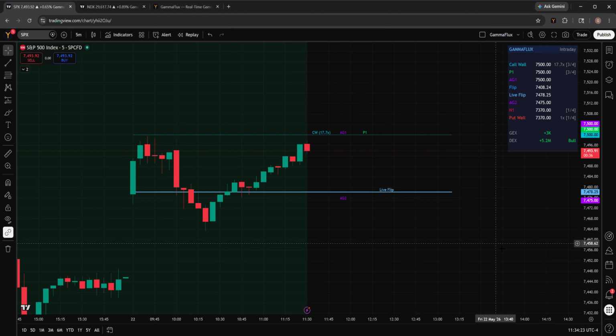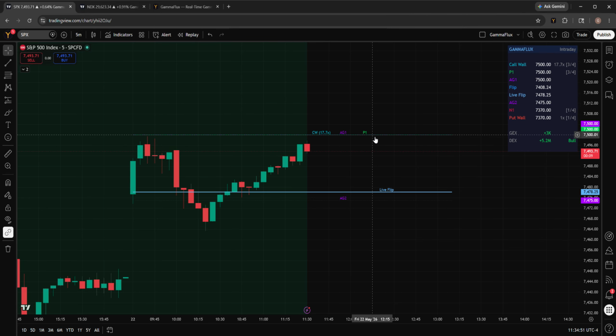AG1 and AG2, these are called aggregate gamma levels. And those are where the most options are being traded on the chart right now. So whether it be positive or negative, it is a net number of trades. We are seeing significant volume being traded at these levels. Again, could be positive, could be negative. We'll get to that in more detail in another video.